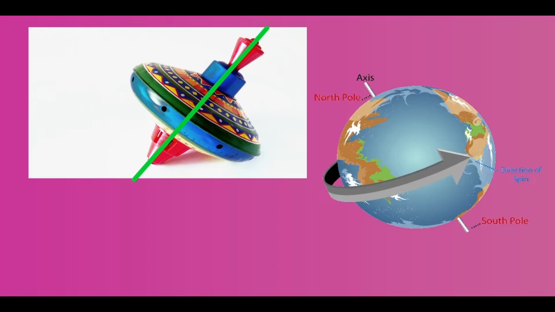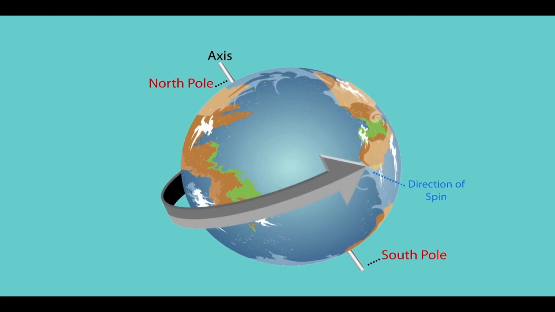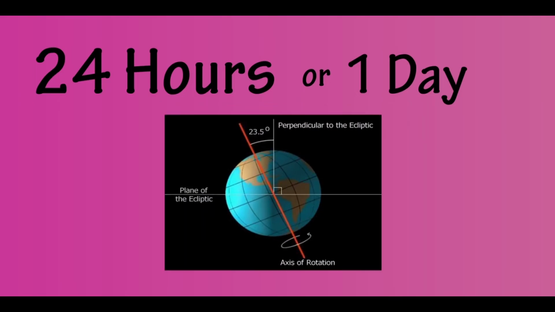This movement of the Earth on its own axis is called rotation. The Earth's axis is slightly tilted. The Earth spins from west to east. It takes 24 hours or 1 day for the Earth to complete one rotation. Thus, 1 day has a duration of 24 hours. The Earth rotates on its axis. Rotation causes day and night.